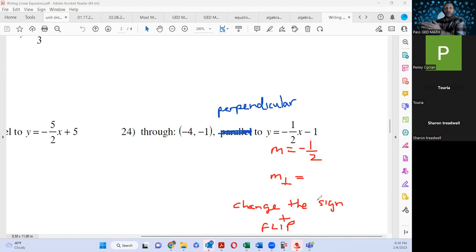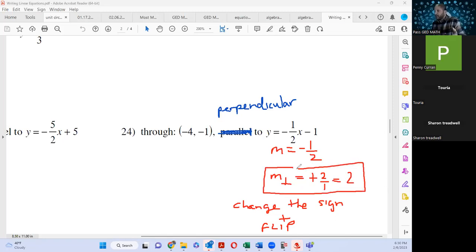So this is why you always find the slope of the original equation, so you can see it. I know the slope of the original equation is -1/2. Now, the opposite of negative is positive. And if we flip it, it's 2/1, and 2/1 is what? 2. So we know the slope of the perpendicular is 2.